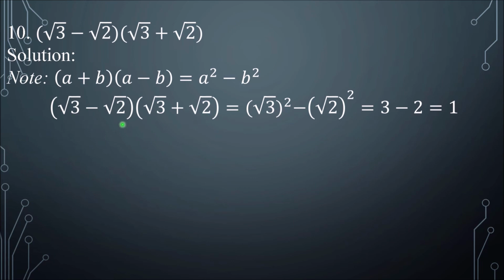So, square root of 3 minus square root of 2 times square root of 3 plus square root of 2 is square root of 3 squared minus square root of 2 squared. We know that square root is cancelled if the expression is being squared. So, square root of 3 squared is 3. Cancel the radical sign. Square root of 2 squared is 2. Cancel the radical sign. 3 minus 2 is 1.